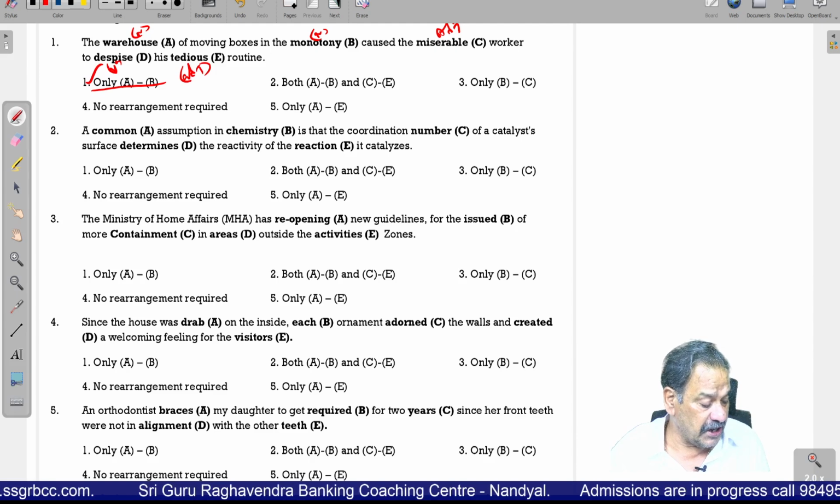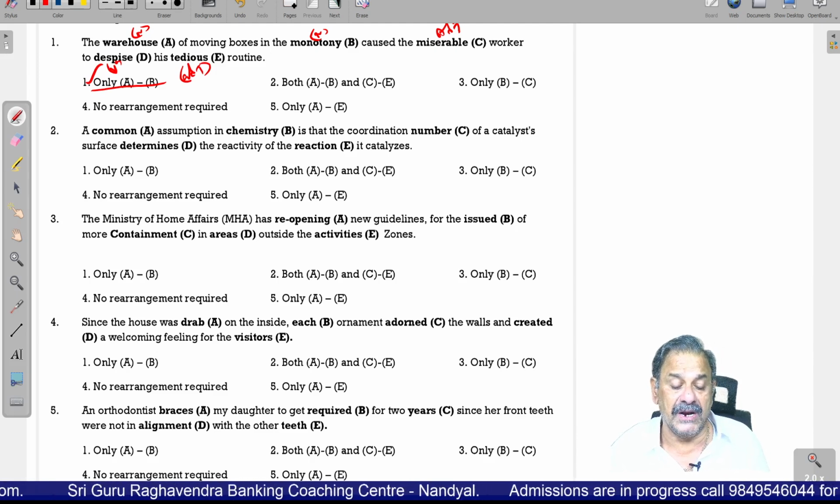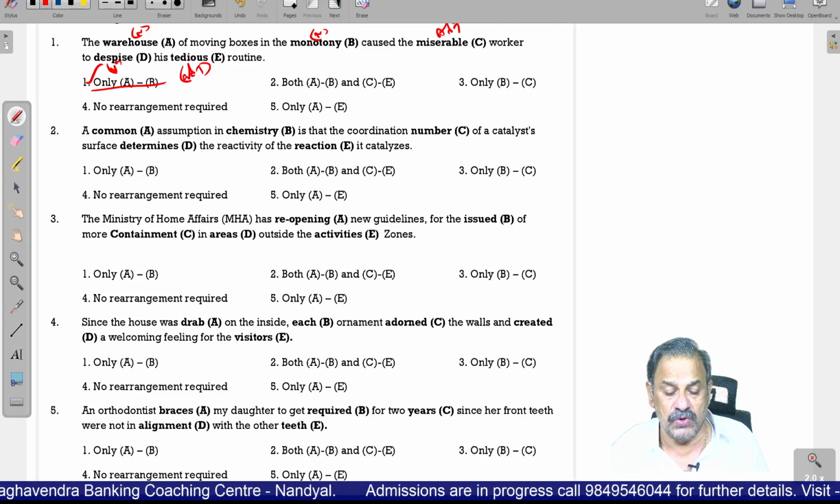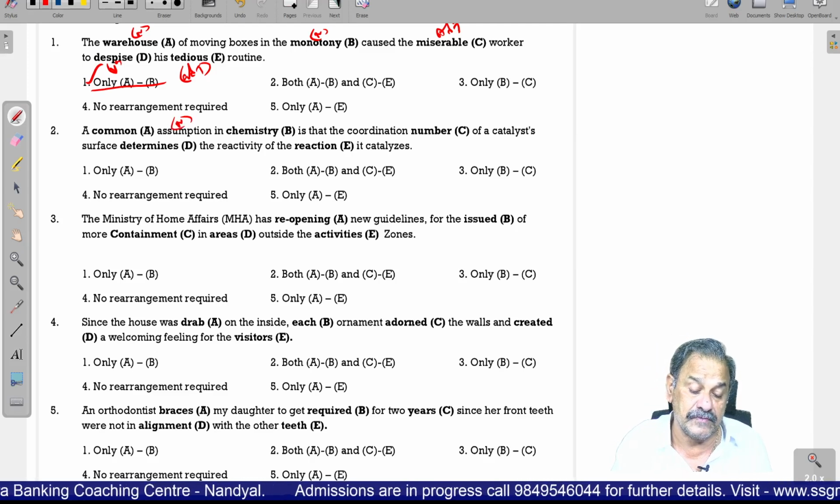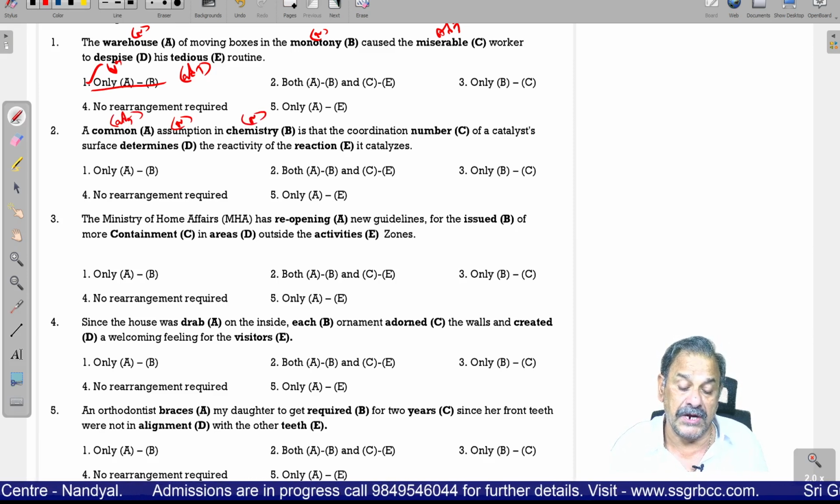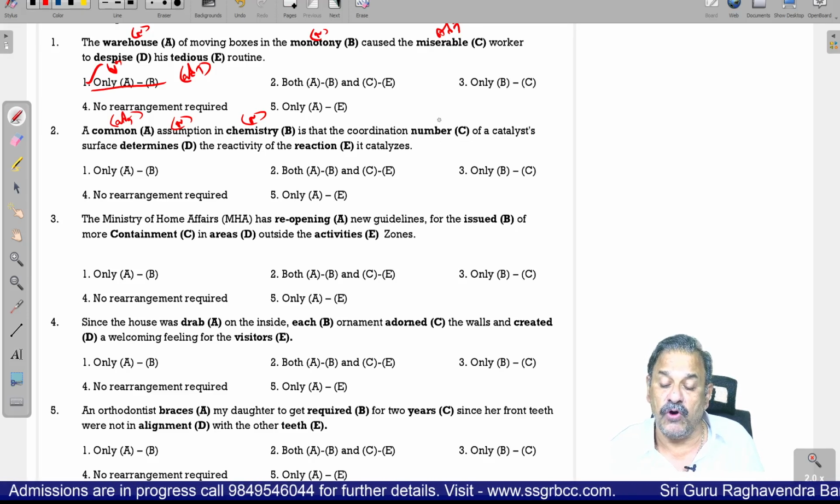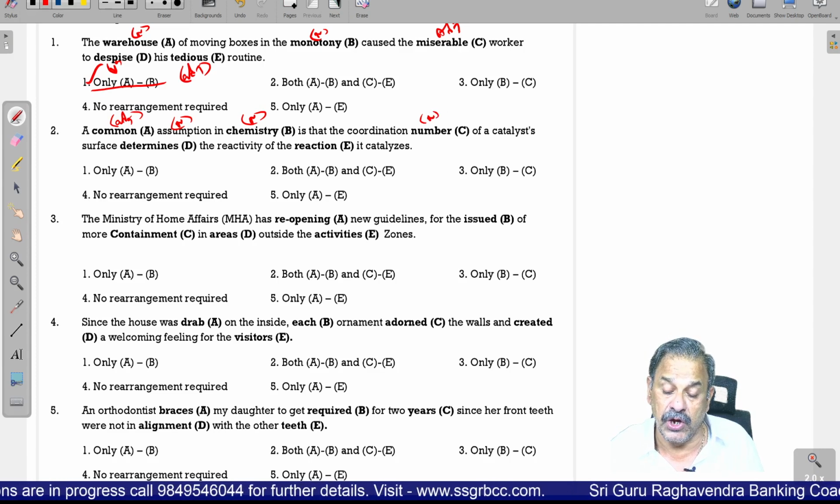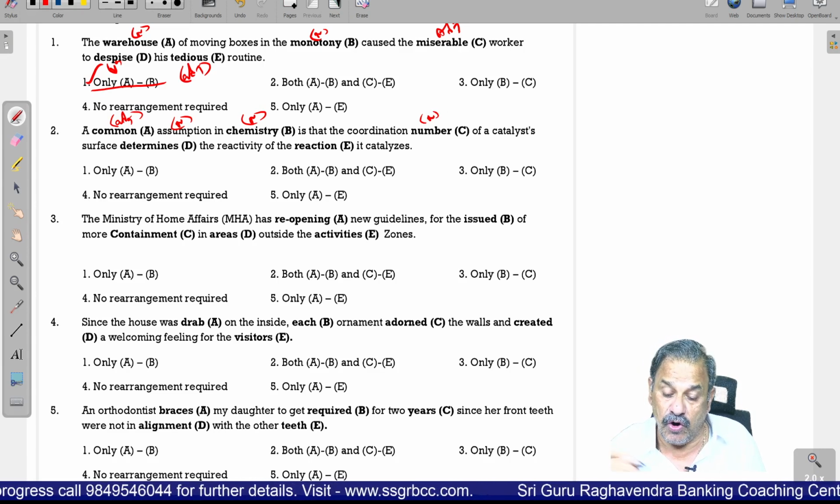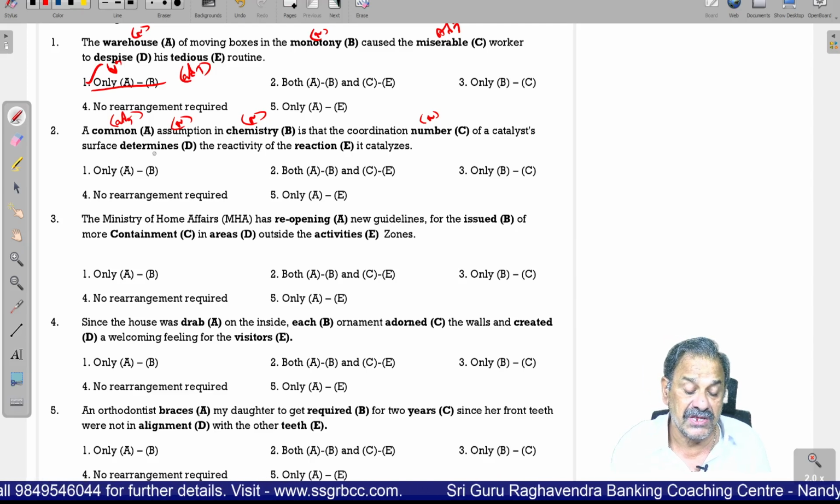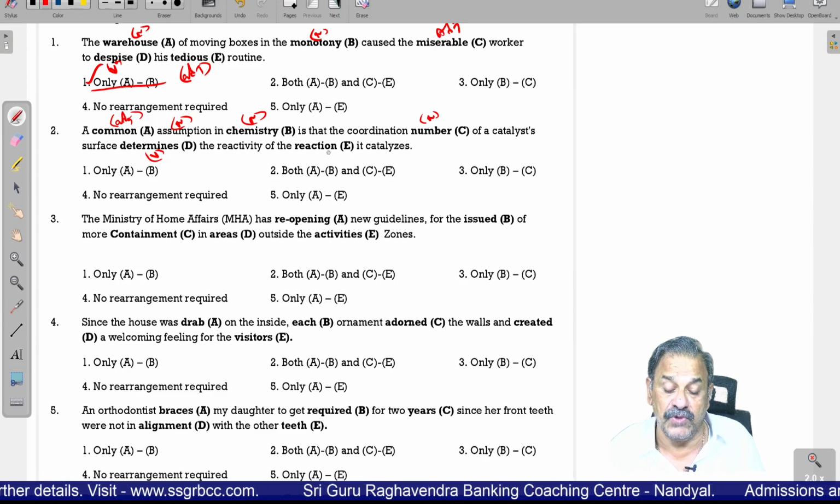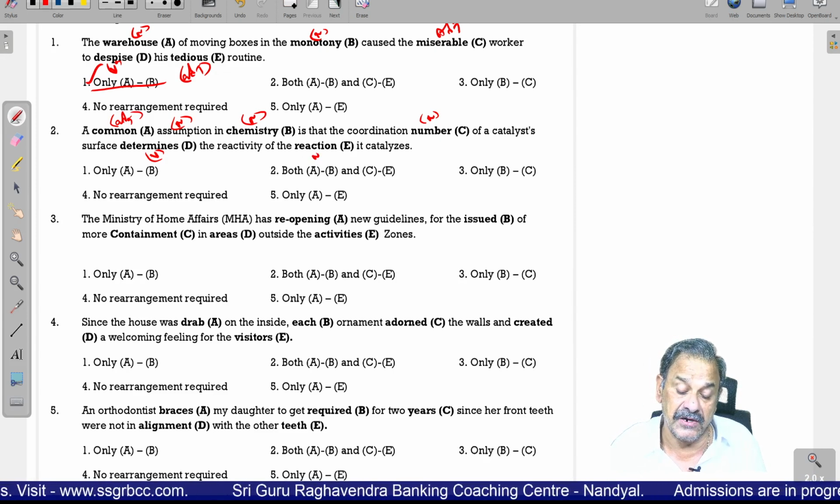Then second one, Nana. A common assumption. Assumption is noun. Its modifier is adjective. Then in chemistry, noun. The coordination number is noun. Coordination here adjective. Coordination number of a catalyst surface determines, is verb. The reactivity of the reaction ended with n is treated as noun.